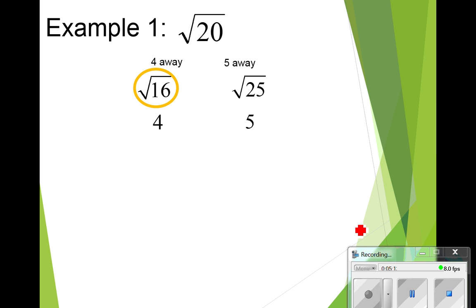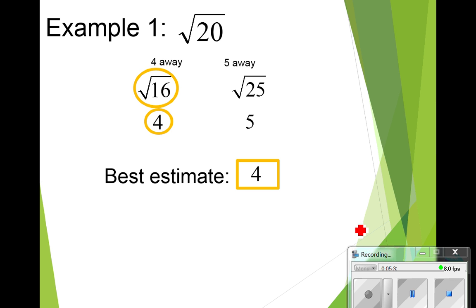Sometimes you will be asked between what two integers is the square root of 20, and your answer would be 4 and 5. We already determined that the square root of 16 is closer, so that means that the 4 is going to be the closest estimate that we could do. And if I ask for a best estimate or the best whole number, my answer would be 4.